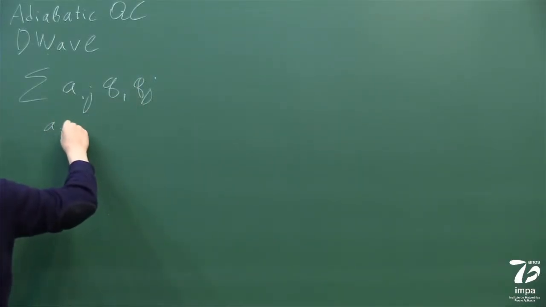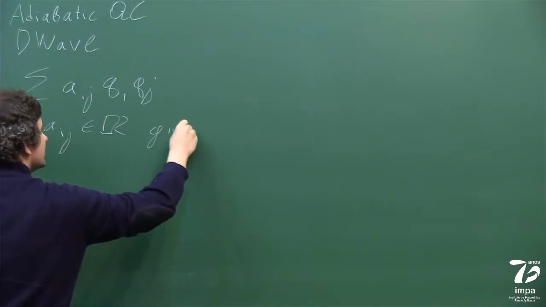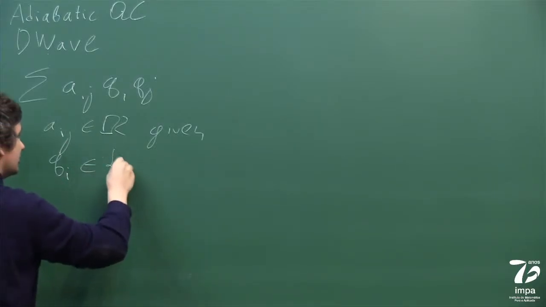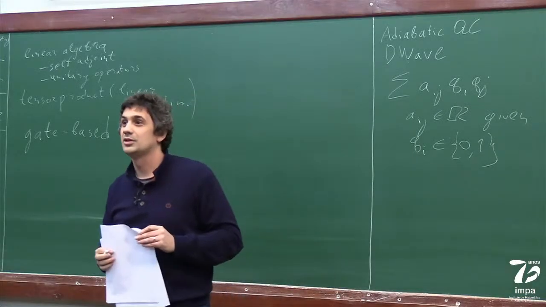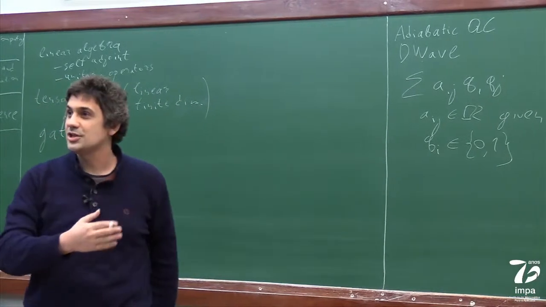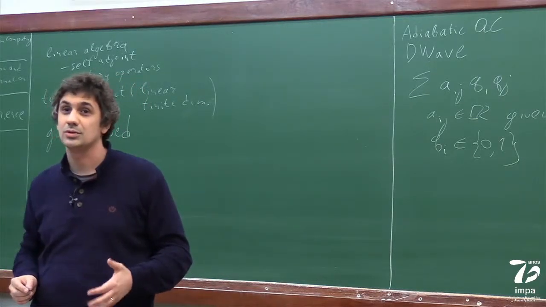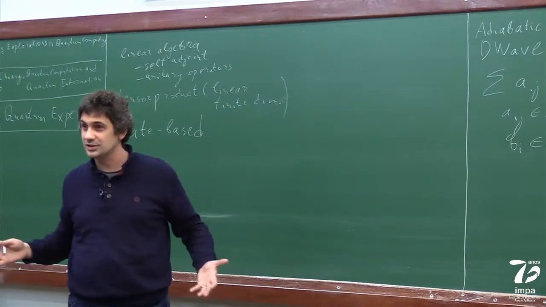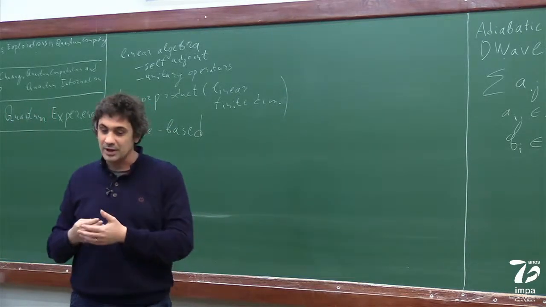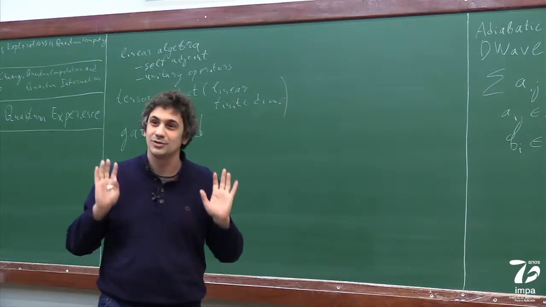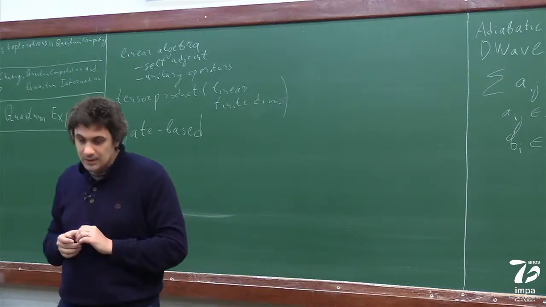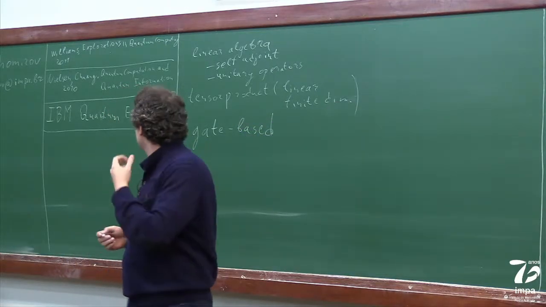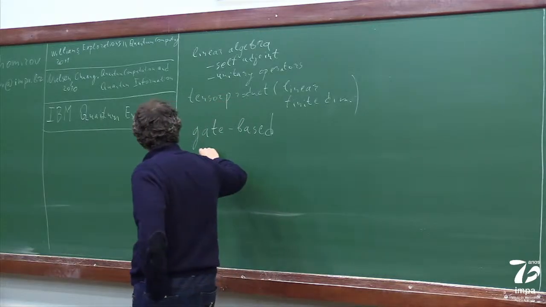Where Aij are real numbers and they are given, and they find Qi, where Qi is 0 or 1. So they are looking for the realization of 0s and 1s which minimizes this function. It is a very hard problem for a classical computer, but it could be done faster on quantum devices because of the quantum adiabatic theorem. I don't want to touch this, first because I don't know it, and second because it's actually hard. It doesn't solve all problems. They have this specific problem.